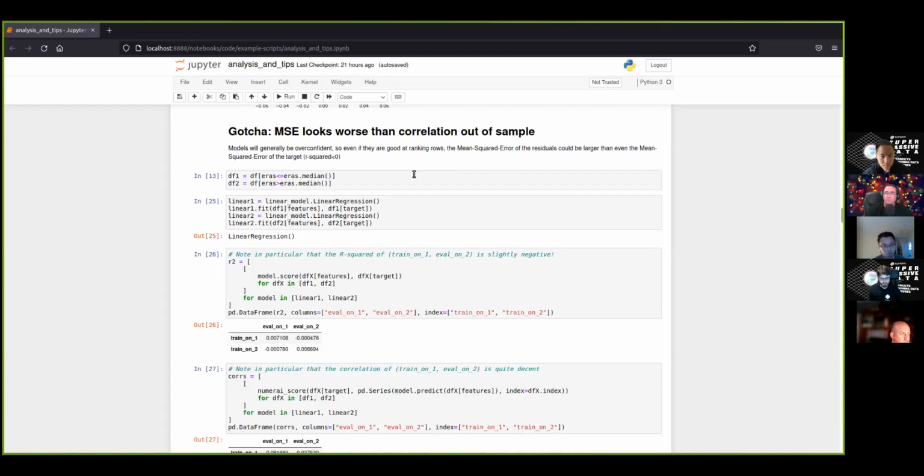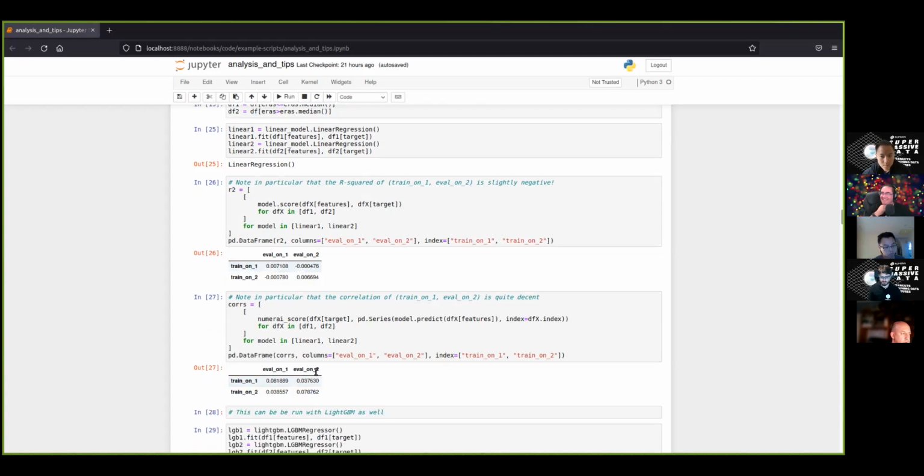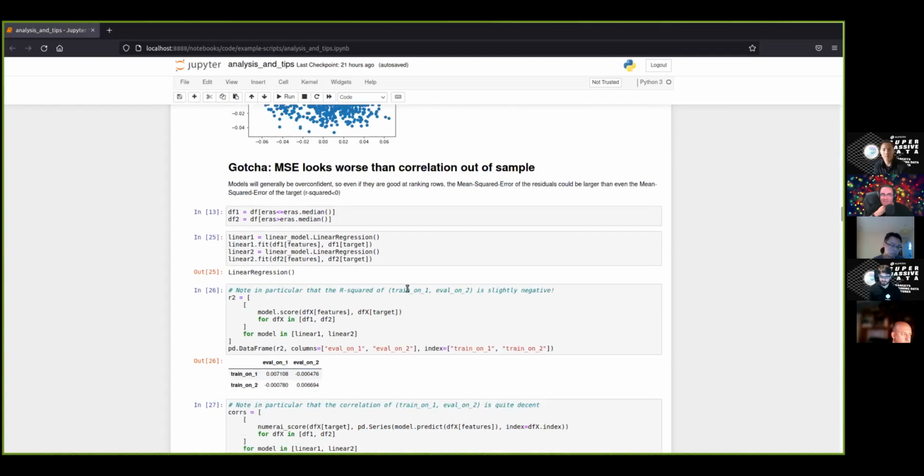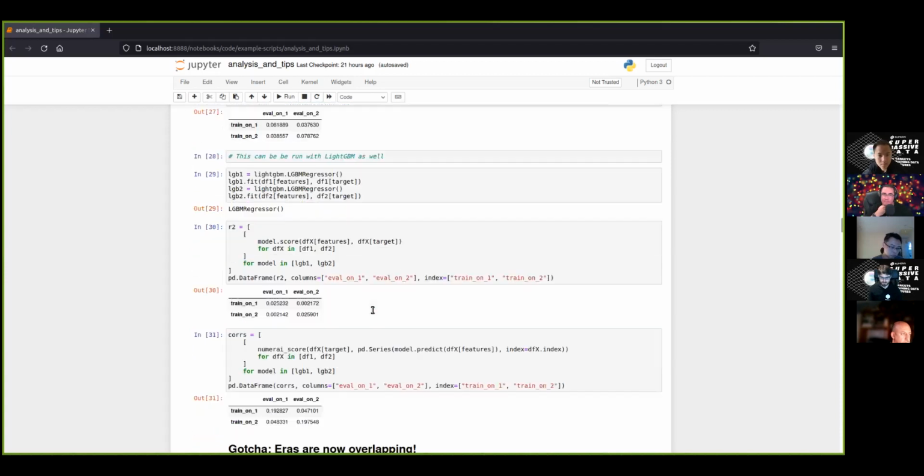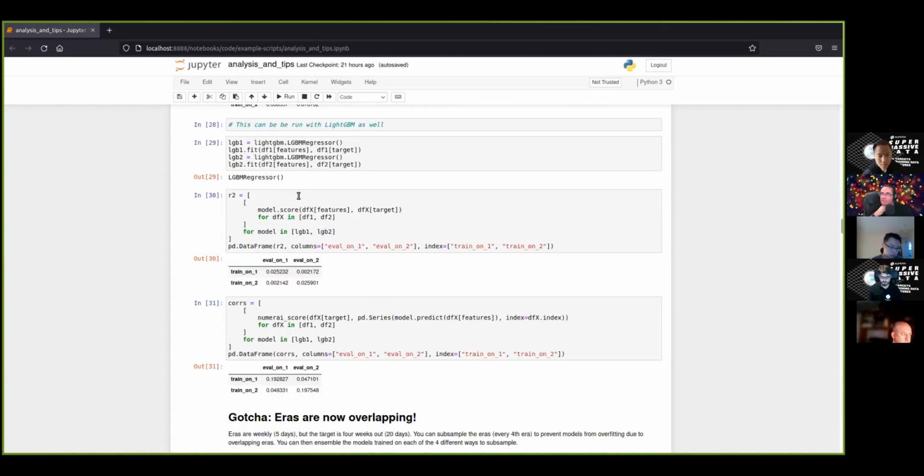This is basically the same as the old analysis and tips notebook. This is just showing that your R squared values can look really bad, even though in correlation terms they're not so bad. That's just life when you have very low SNR. You see this is even true with a gradient boosting model. Your out of sample R squared values are quite abysmal looking, but once you've gotten used to the world of low correlations, they don't look so bad.